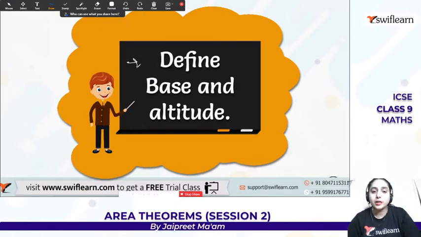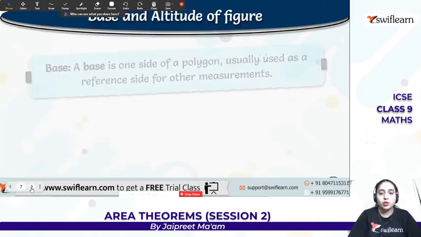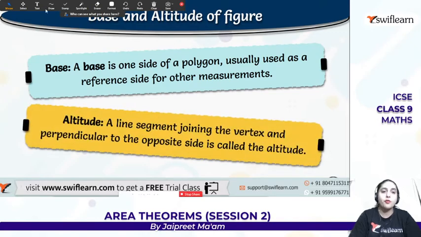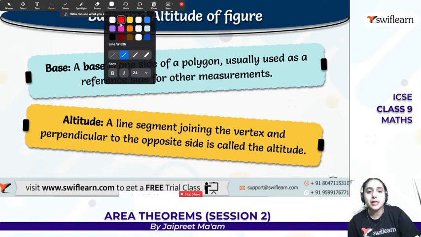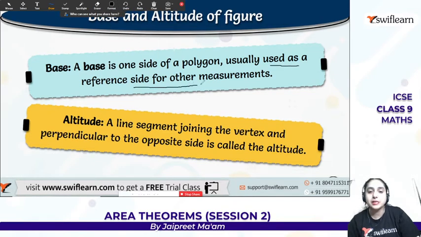Before starting the session, let's define some important terms. Some important terms are base and altitude. Let's have a revision. We have already discussed in the previous session what is base and what is altitude. A base of a polygon is one side of a polygon, usually used as a reference side for other measurements, and an altitude is the segment joining the vertex and perpendicular to the opposite side.